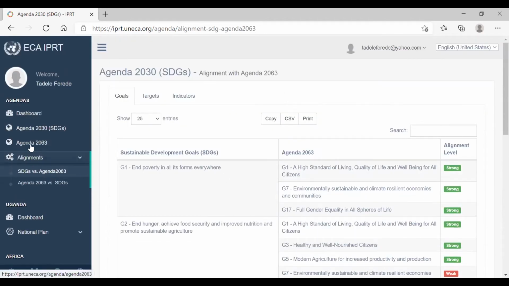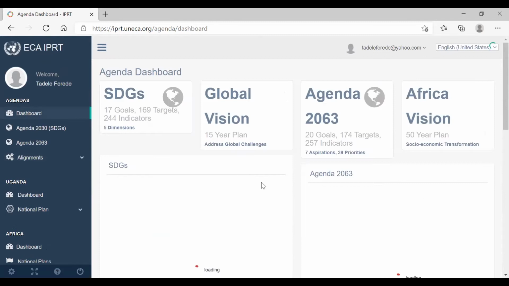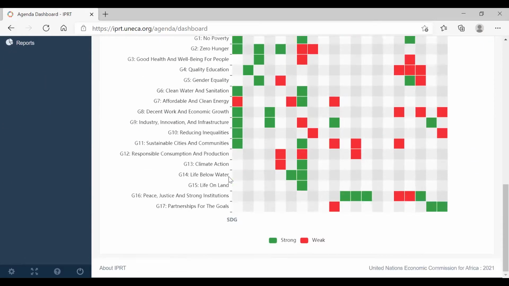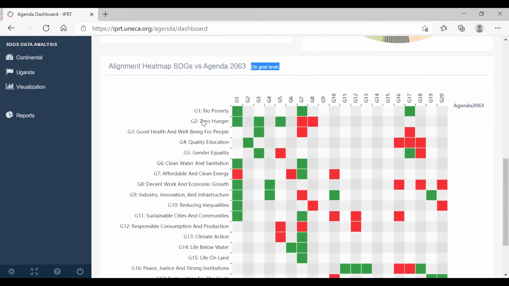Now this is a more detailed one. Let me take you back a little bit. Let me start from the more general one before going to the details. Now, this is the alignment between SDGs versus Agenda 2063. Mind you, it is at goal level. The horizontal axis is Agenda 2063. The vertical axis is SDGs. We have 17 goals for SDGs and 20 goals for Agenda 2063.